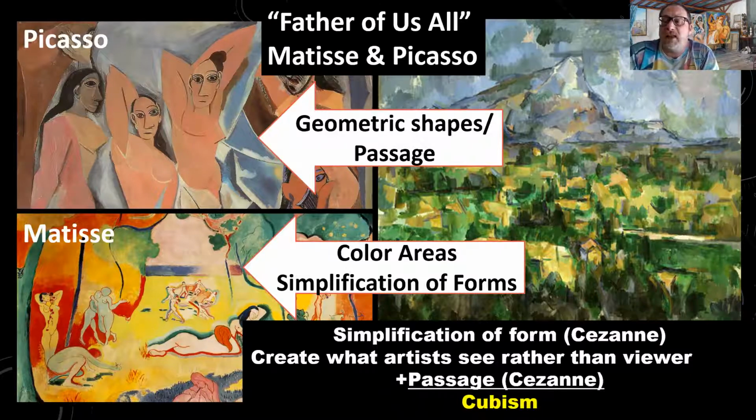So what we're looking at then is Cubism is the following. It's the simplification of form which they're borrowing from Cézanne. They're going to create what artists see rather than the viewer. That's the new idea here. And finally, they're going to take passage also from Cézanne, that objects in three-dimensional space might overflow one another, where you can't tell where one begins and one ends.